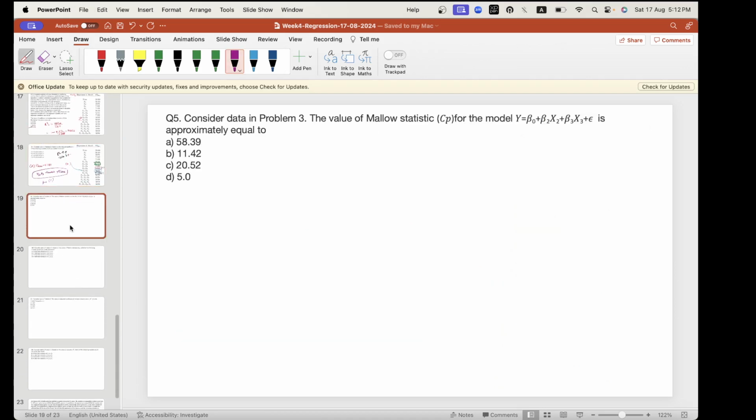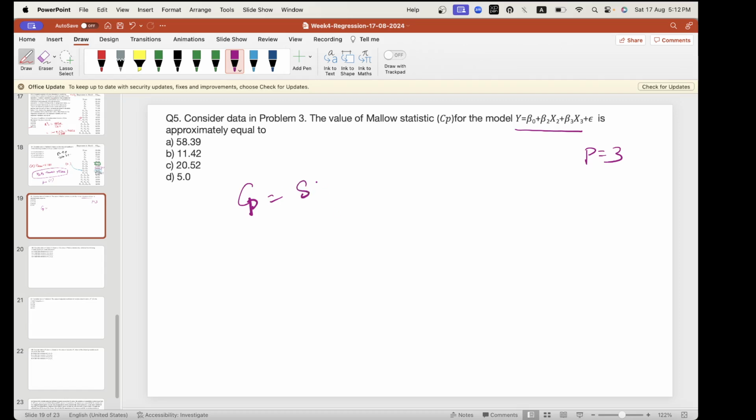Okay, moving on. Here, the value of the Mallows statistic CP for beta 2, x2, x3. So here also CP would be, here P would be how much? P would be 3.